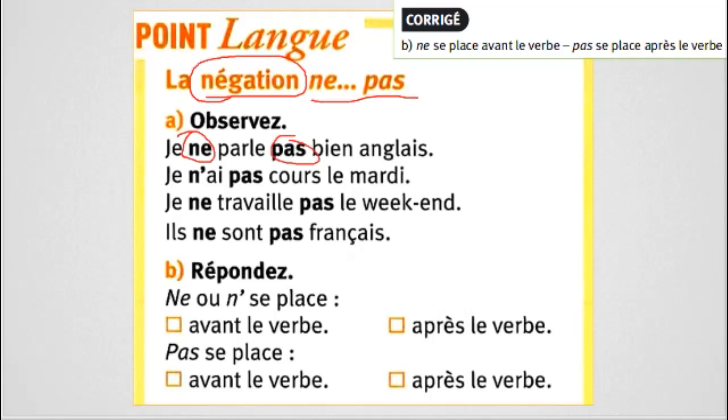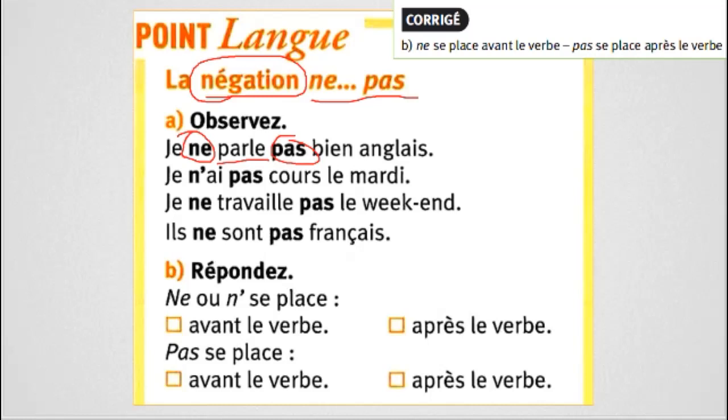And the position, the place of ne pas: ne is on the left side of the verb, and pas is on the right side of the verb. So the verb will be between ne pas. Ne pas. So, how to say that?